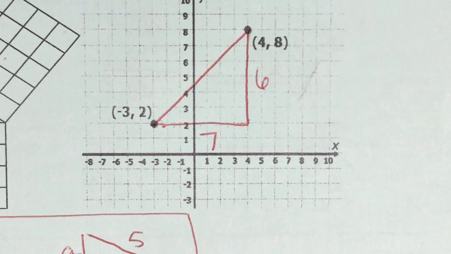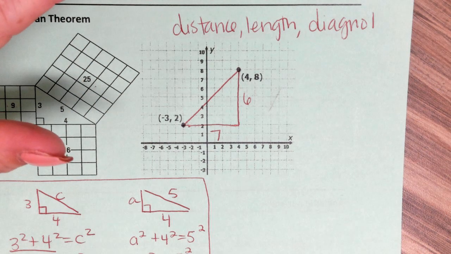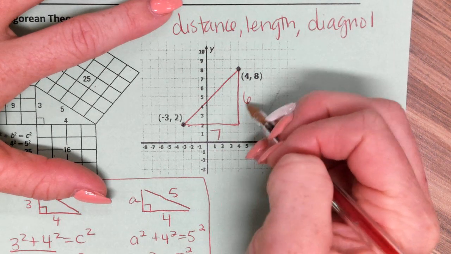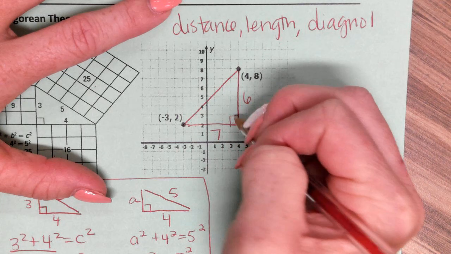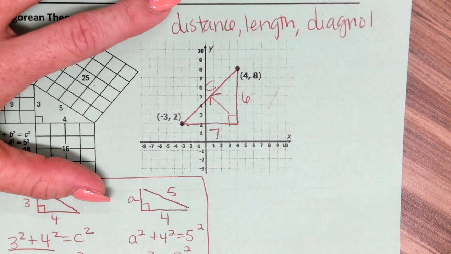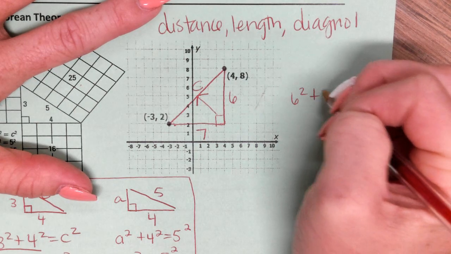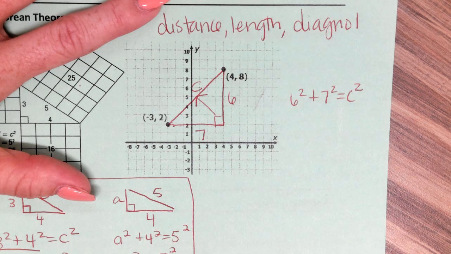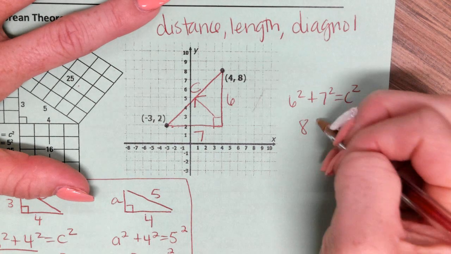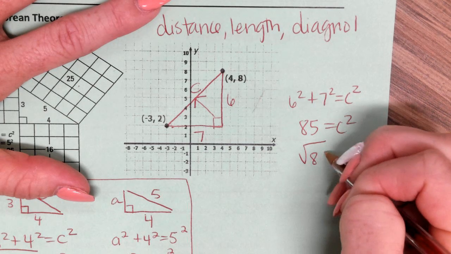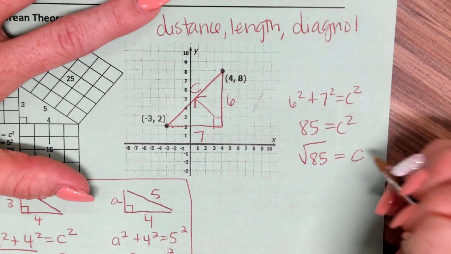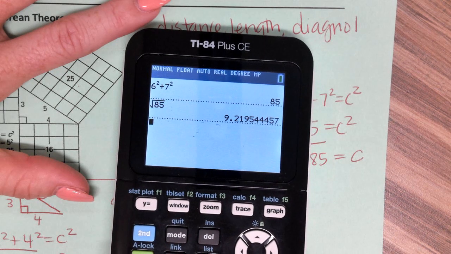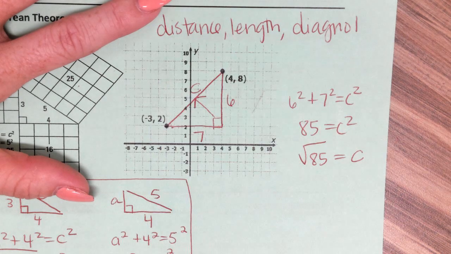All right, so how would I solve this? What side has to be the C? Yep, this is 6, this is 7. Are either of those the C? No, this is your right angle, so that has to be the C. So I would say 6 squared plus 7 squared equals C squared. Would I add or subtract? Add. So I do 6 squared plus 7 squared. That's 85. And what do I do to my answer? Square root. The square root of 85 is 9.219, so you would just round it. So it's like 9.2.